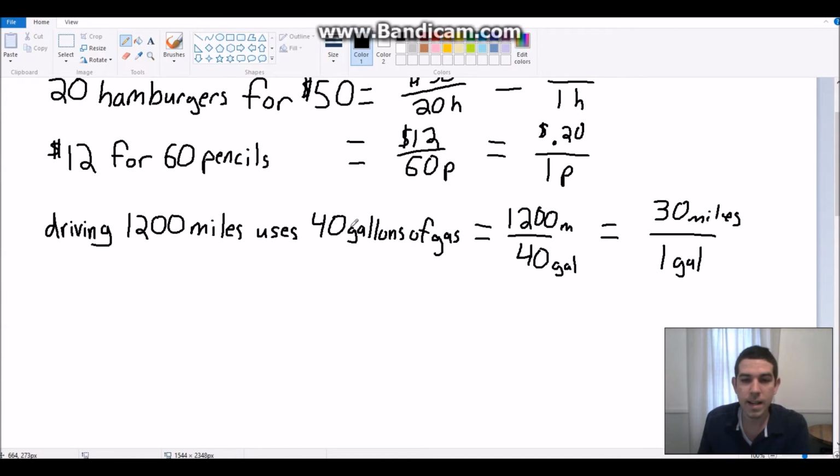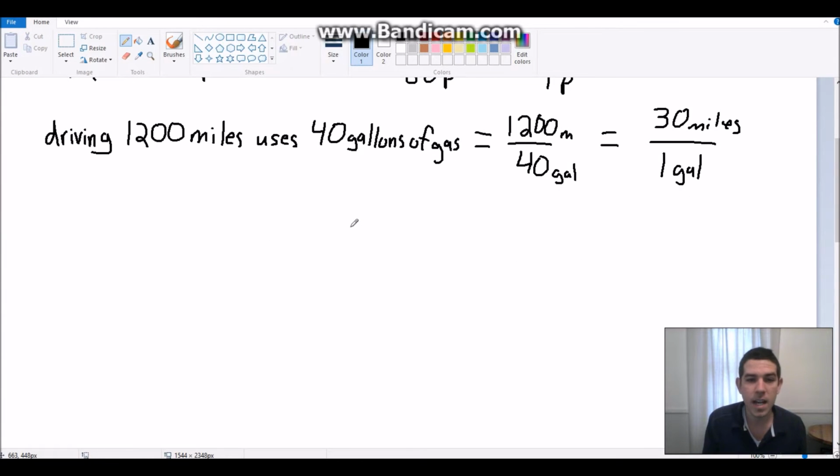We do this a lot of times in comparison shopping as well. Say you have a big old box of juice for $2, and that juice comes with 100 ounces of juice.